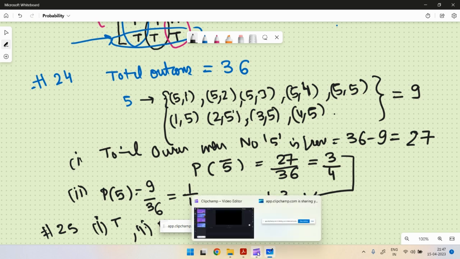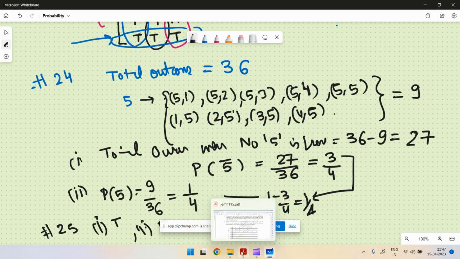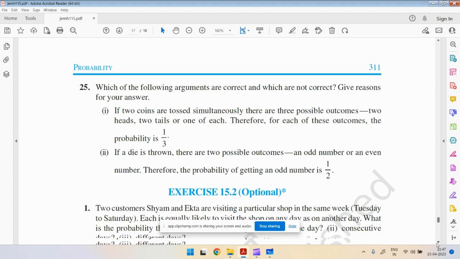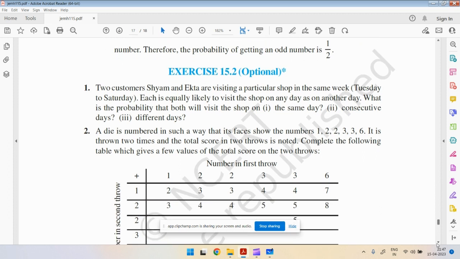In the last class, I completed question 25 of this exercise. Now exercise 15.2, which is optional. These are level questions. Good question.